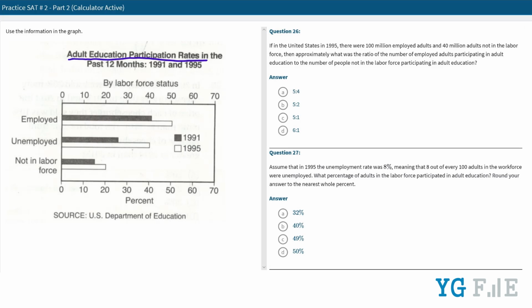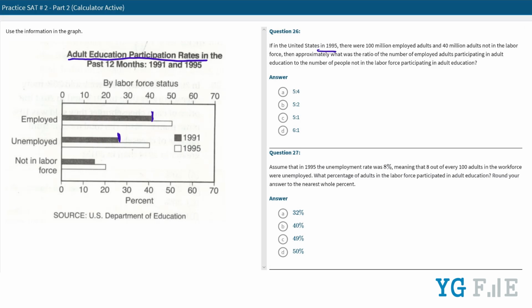Similarly, about 25% of the unemployed people participate in adult education. Similarly, this bar chart also combines certain information about those who are not in the labor force. Actually, the employed and the unemployed people constitute the labor force. There are certain people who are not in the labor force, and that's also pictorially represented here. So let us try to understand the questions given here and interpret the data in the graph.